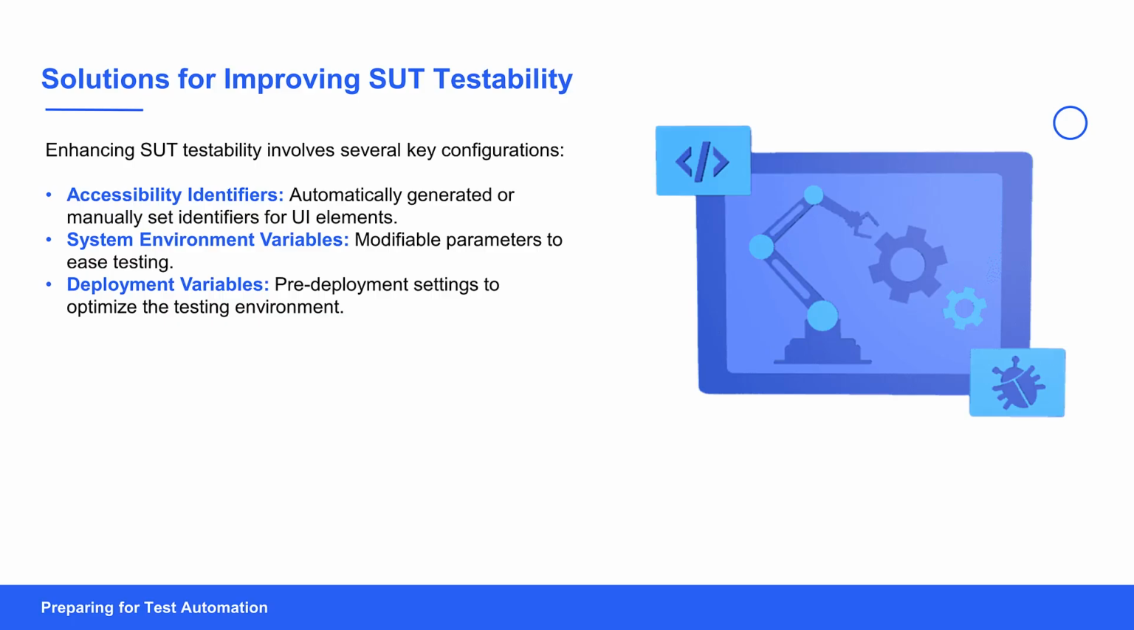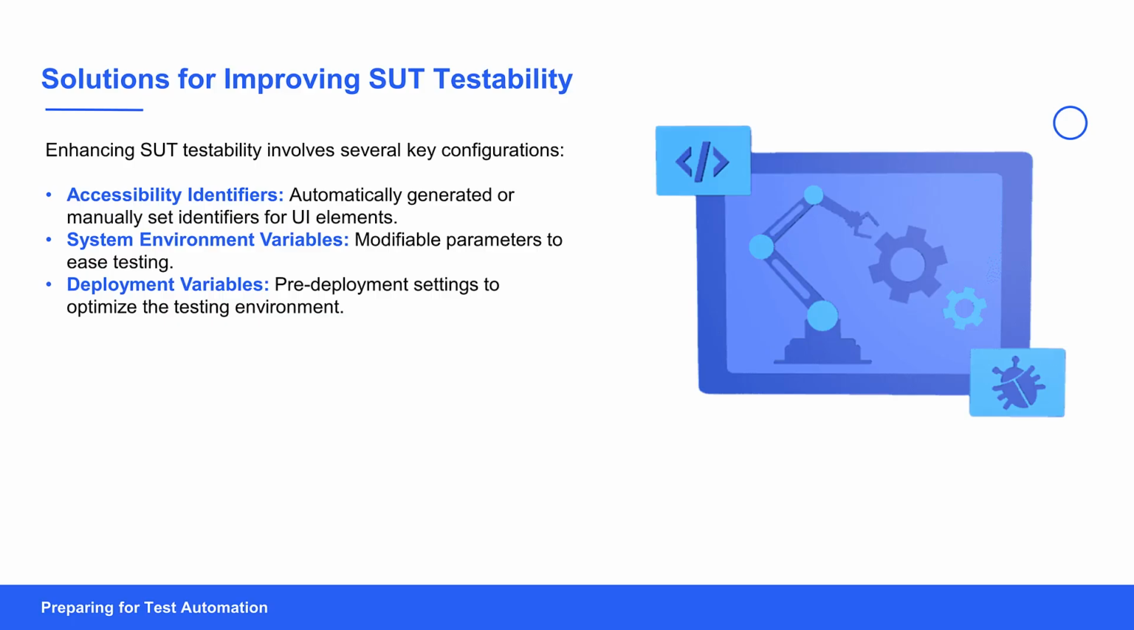These are crucial when it comes to identifying UI elements during testing. Depending on the development framework you're using, these identifiers can either be generated automatically or set manually by the developers. Having these identifiers in place is essential for test automation tools to effectively interact with the UI elements.